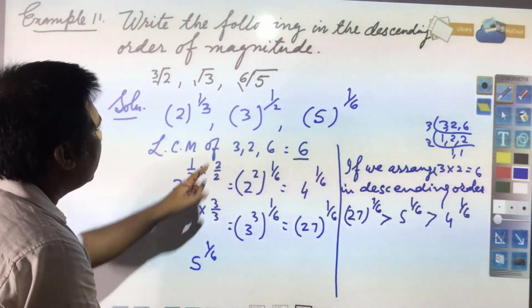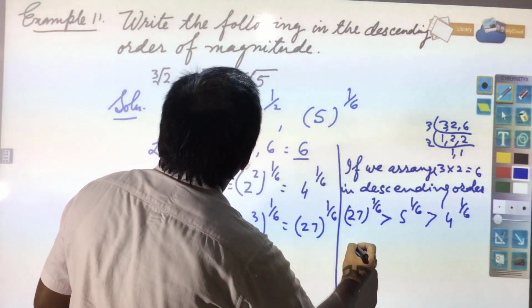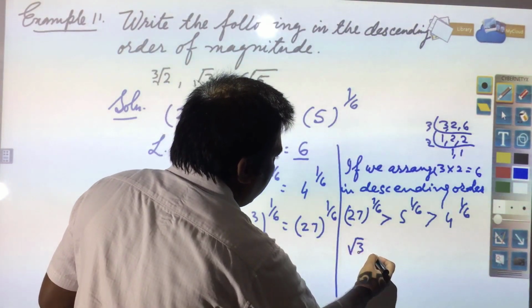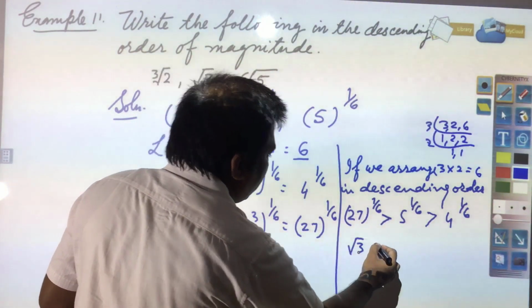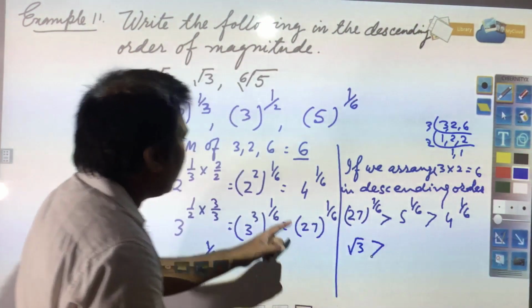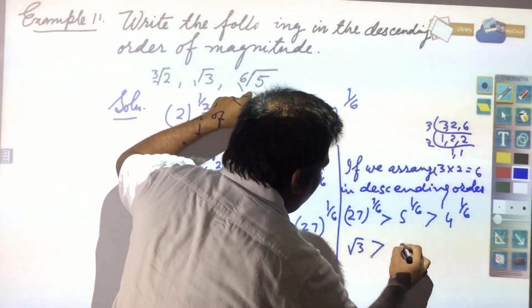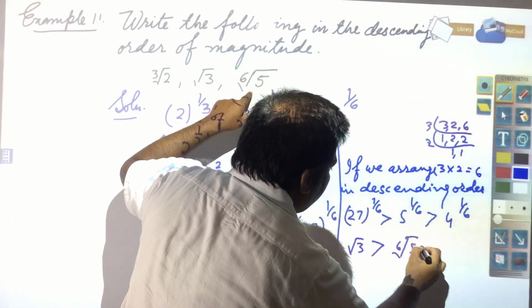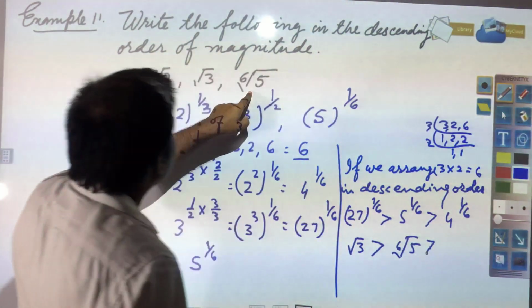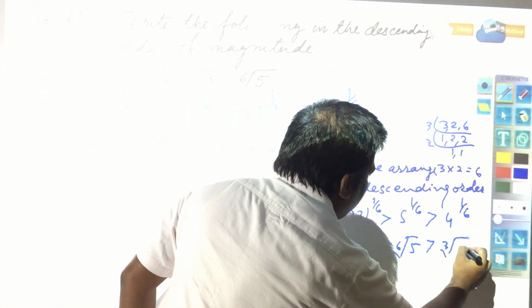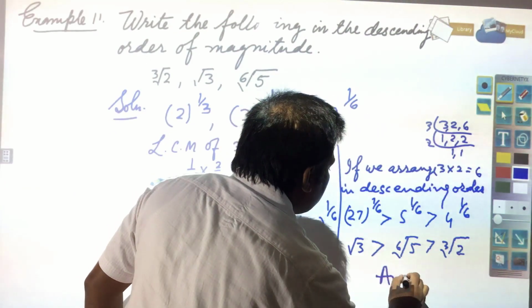Or you can write, here you see, 27 to the power 1 by 6 is root 3, then 5 to the power 1 by 6 is 6th root 5, and then you have cubic root 2, and this will be your answer.